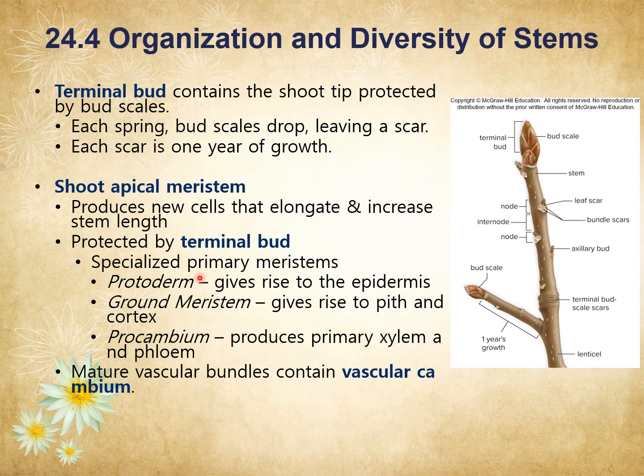Protoderm, which is the outermost primary meristem, gives rise to the epidermis. And then we have the ground meristem, which produces two tissues composed of parenchyma cells, the pith and the cortex. Lastly, we have the procambium, which produces the first xylem cells called the primary xylem and the first phloem cells called the primary phloem. And mature vascular bundles contain vascular cambium.